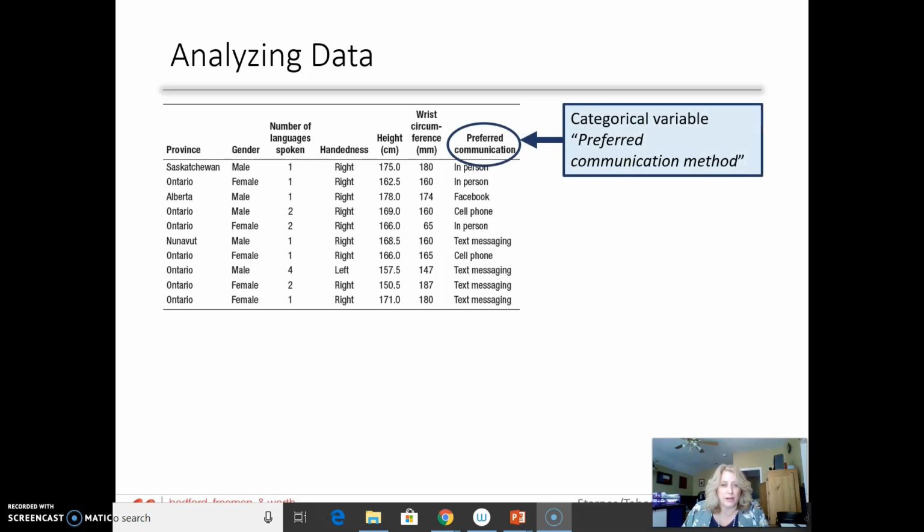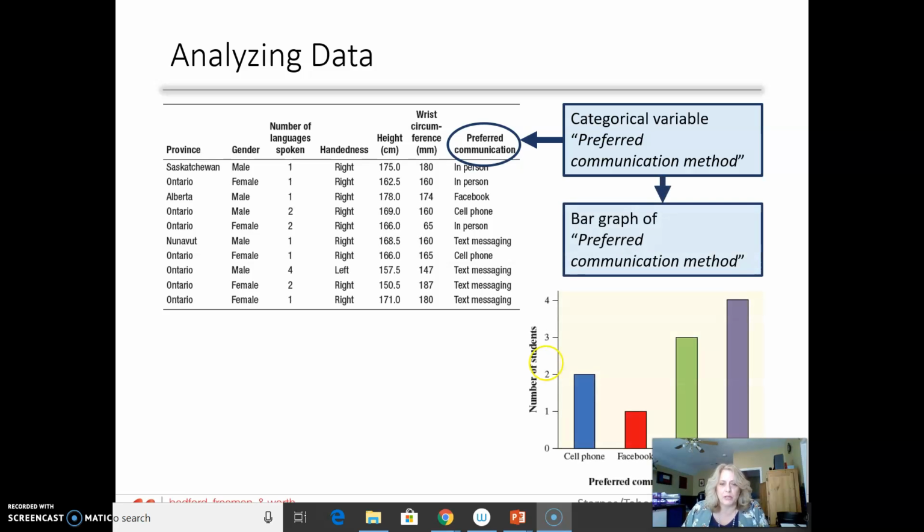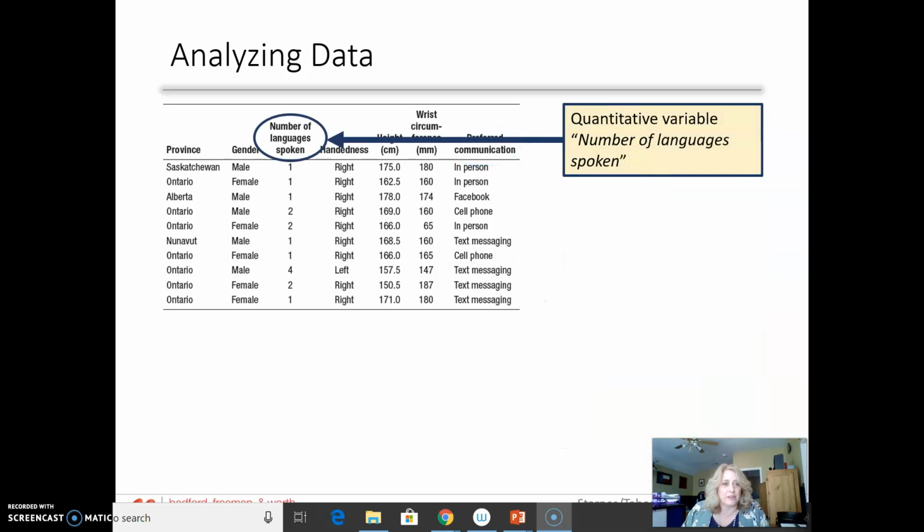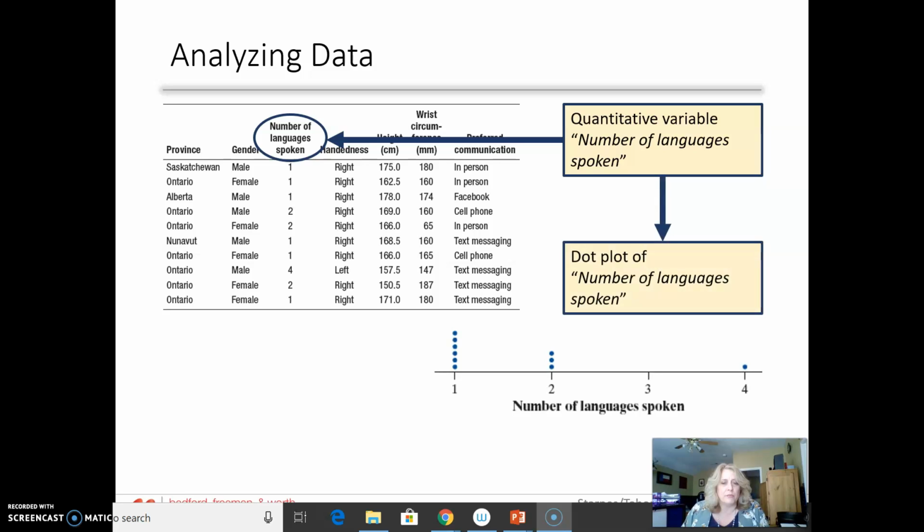A categorical variable here would be preferred communication. We're grouping that. It's either in person, Facebook, cell phone, and so on. We could make a graph of that, and that graph would be a bar graph, and it gives us a feel for what this looks like. Number of languages spoken is a quantitative variable because it's a number. We could add or subtract or do any kind of mathematics with that, and with that, we would make something called a dot plot.